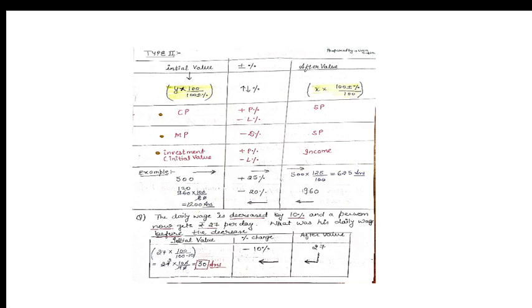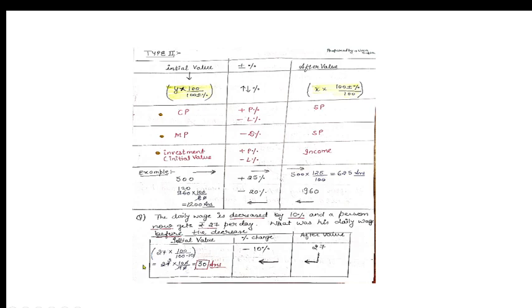For these types of questions you have to judge correctly which value is given. If you judge the wrong value, you will get the wrong answer. Suppose in the next question, the daily wage is decreased by 10%, and a person now gets rupees 27 per day. What was his daily wage before the decrease? Now there is a decrease of 10%, that means minus 10%. And now gets rupees 27 means the after value is given. And what was his daily wage before the decrease? So they are asking for the initial value.